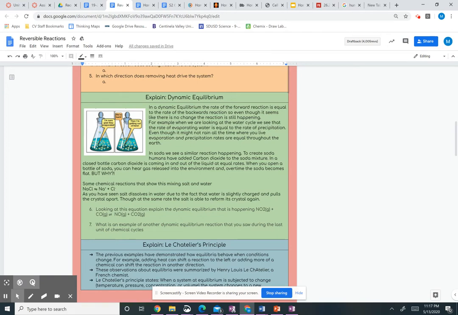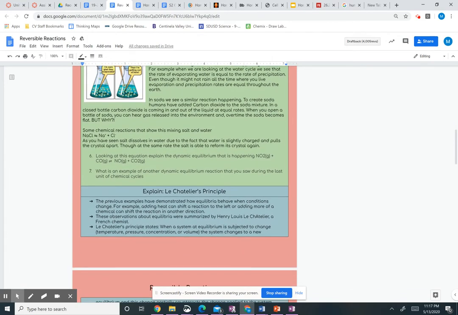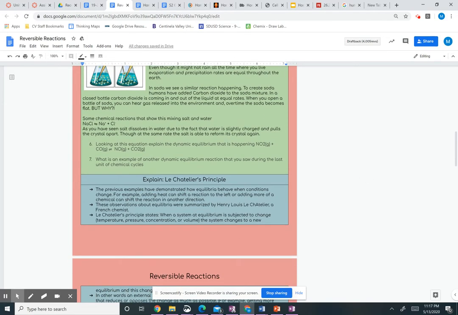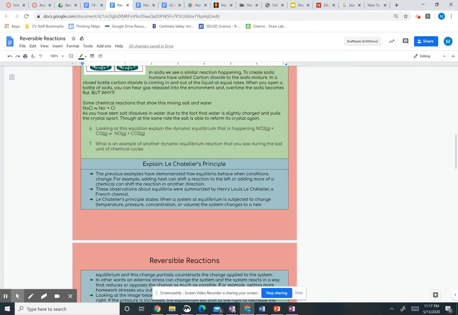The next thing that happens is Le Chatelier's principle. Basically, this is a French chemist's idea. It says that when a system is at equilibrium, it is subject to change in temperature, pressure, concentration, or volume. So if you change the temperature, pressure, concentration, or volume of a reaction, you can influence what direction the reaction is going to go. Is it going to go this way, or is it going to go this way?